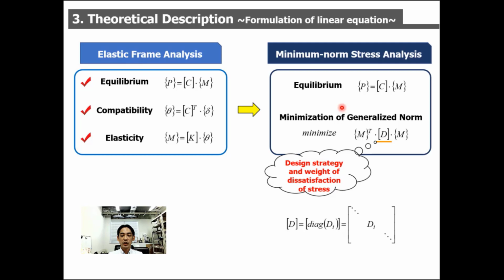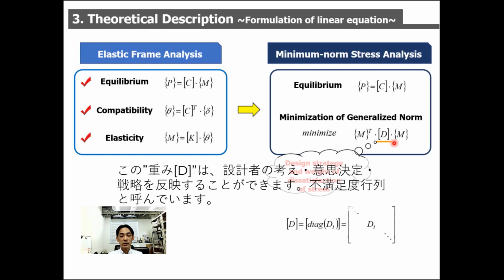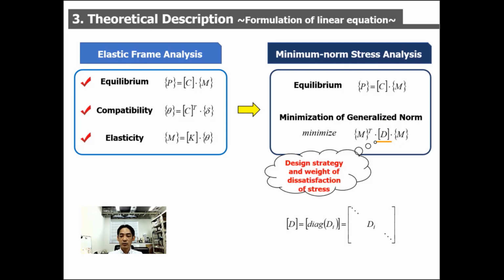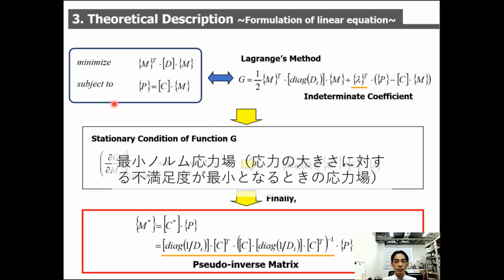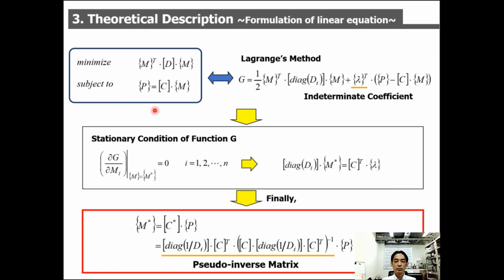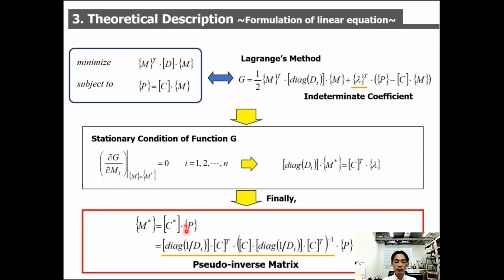Furthermore, to formulate the linear equation of this method, the sum of squares of stress is considered as a norm, and this norm will be minimized. Furthermore, this dissatisfaction matrix D is considered here. This is the description of this minimization problem. To obtain the minimum stress field, the norm is minimized. To solve this problem, the Lagrange method of indeterminate coefficients is applied. This matrix is called the Schur inverse matrix.